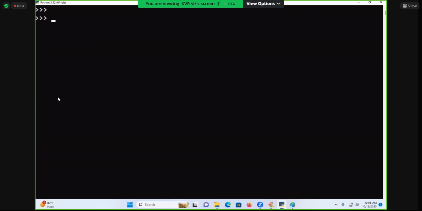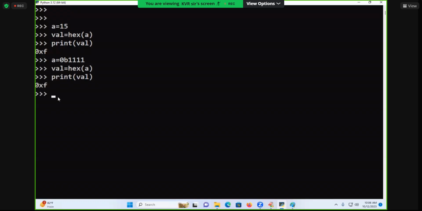All of you, a is equal to 15. Take it. What is this now? Hex of a. Print of the value. What is the answer? 0xf. Next, a is equal to 0b1111, for your easiest conversion. Print of this. What is the answer? 0xf.